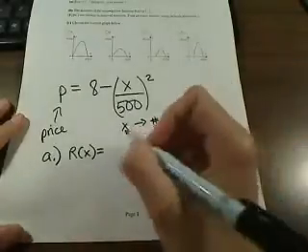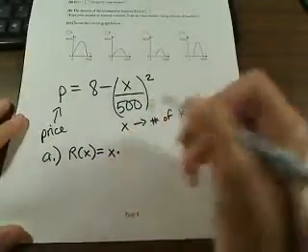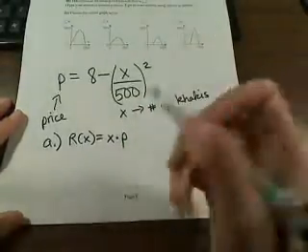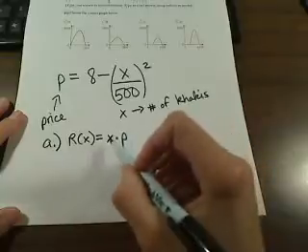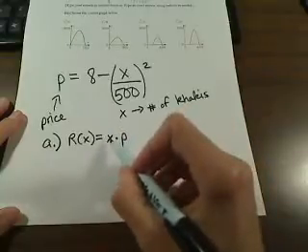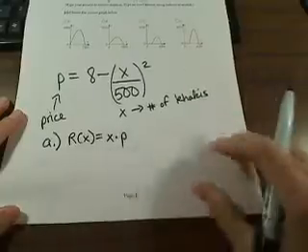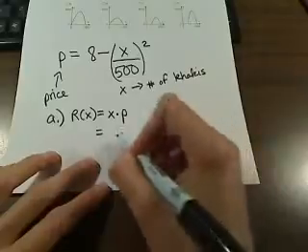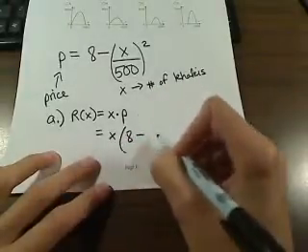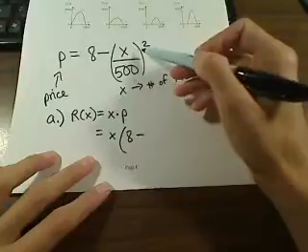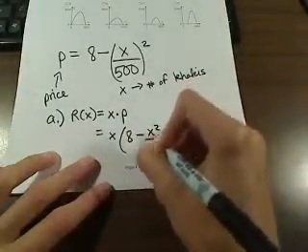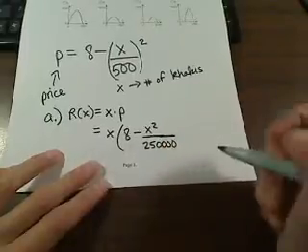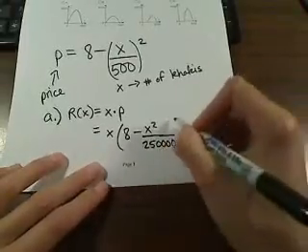So the revenue is always your X, the number of whatever it is that you're selling, multiplied by your price. That should make logical sense. Take the number of things you're selling, multiply it by the price, and you've got your revenue. So if we do this multiplication, we have X times 8 minus, I'm actually going to do the square here. This is X squared over, and when you take 500 and square it, you get 25 with 4 zeros, so that would be 250,000.